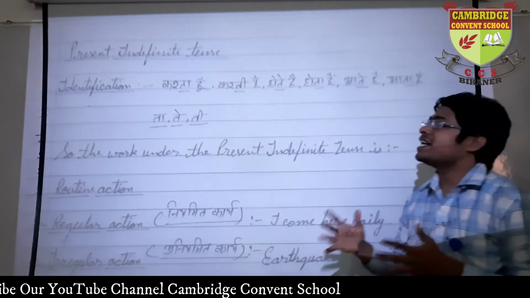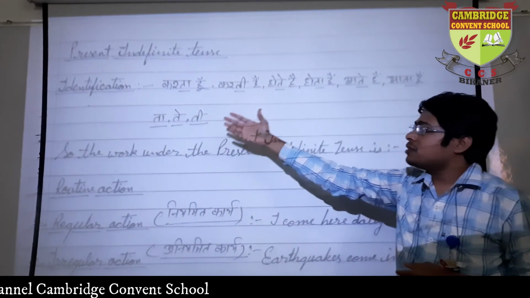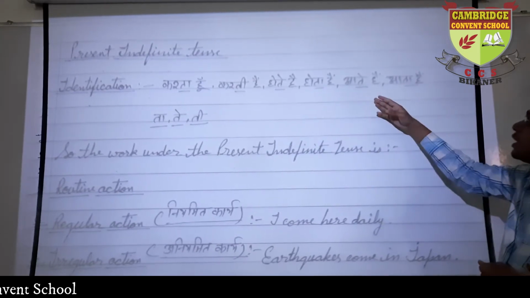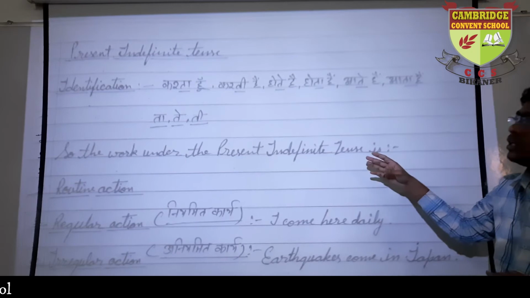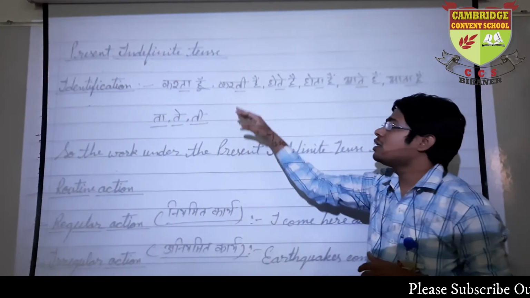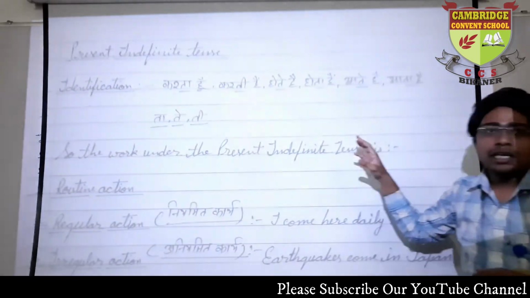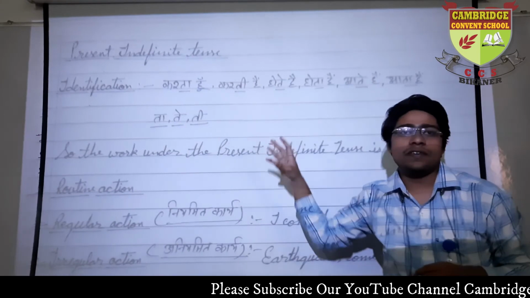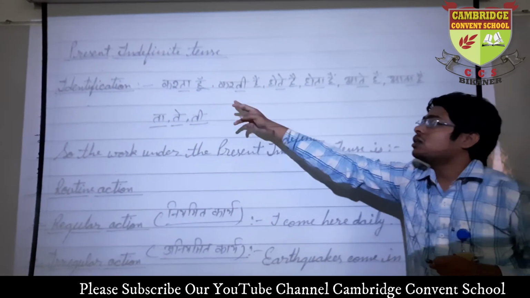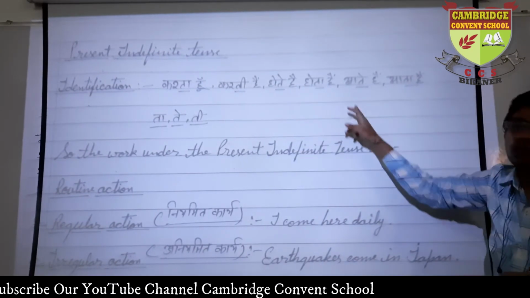Let's take the present indefinite tense. The identification of this tense is Hindi words ending with ता, ते, ती: करता हूँ, करती है, करते हैं, होता है, होते हैं, आते हैं, आता है. These are always found in the present indefinite tense. So the identification of the tense is Hindi words like these: करता हूँ, करती हैं, होते हैं, होता है.